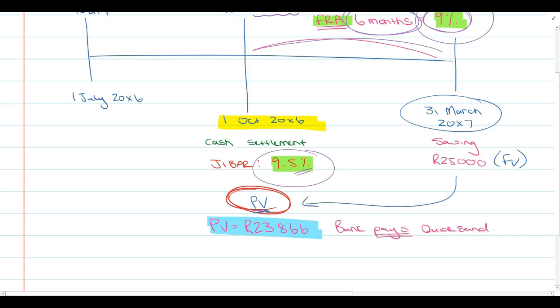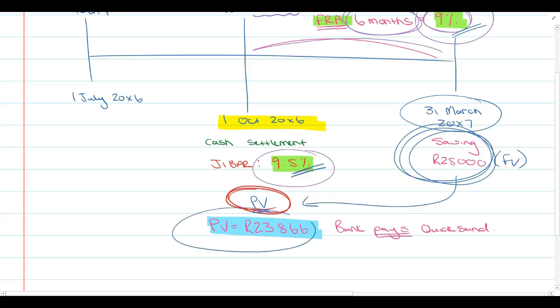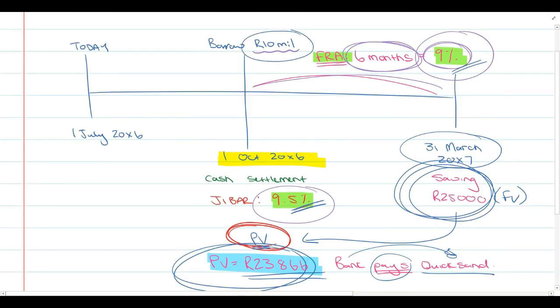Why is the bank going to pay Quicksand? Because Quicksand has made a gain. Because of the forward rate agreement, Quicksand is paying interest at a rate of 9% instead of 9.5%. So we worked out that they have a gain or a saving of 25,000. And this was the present value of that saving. So if Quicksand has a saving, that means the bank is going to pay Quicksand 23,866, which means Quicksand will no longer need to borrow 10 million rand because they've already received part of that money from the bank. So they only need to borrow the difference between these two.